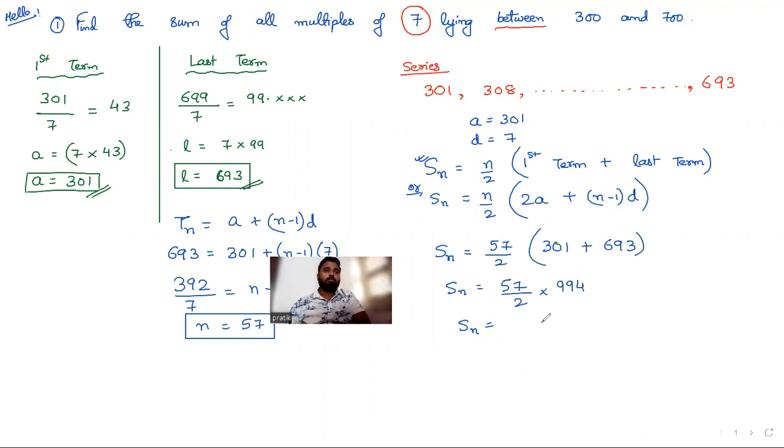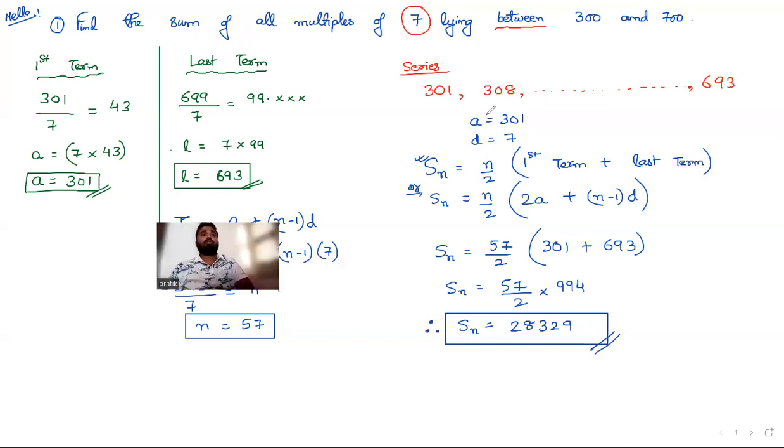That is quite a huge number, 28,329. So you have to do the calculation. I'm doing it directly in a calculator. I just have to show how to do these things. So 994 divided by 2 gives 497. Multiply that by 57, you get 28,329. That is nothing but the sum of all the multiples of 7 that are between 300 and 700.